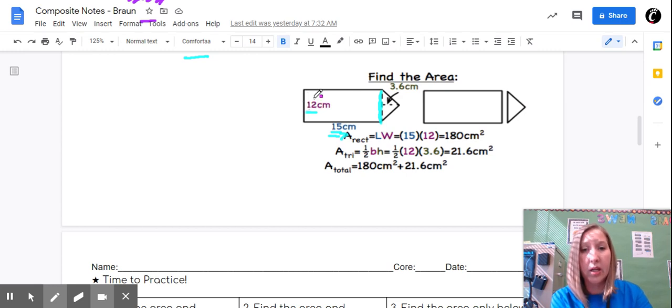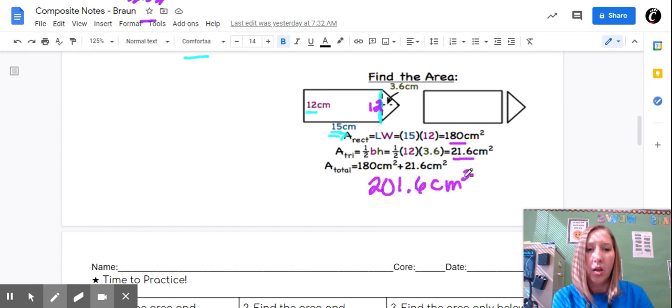So since this side here is 12, the base of my triangle is also going to be 12, and the height is 3.6. So we are going to multiply 12 times 3.6 and divide it by 2 to get 21.6. Now we have the area of our rectangle, we have the area of our triangle, and we can add those two together to get our total area of our composite shape. So if we were to add those two, we would get 201.6 centimeters squared.